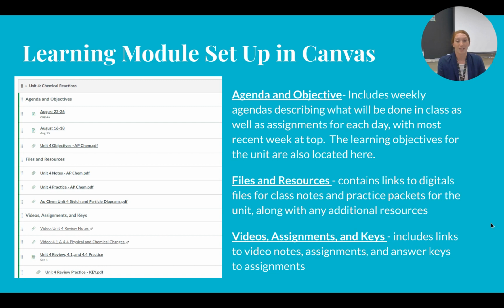The way I like to organize my learning modules in Canvas is like we see here. For each unit, I'll put the agenda and our objective list at the top of the module, followed by any files or resources that we use throughout the way. These are digital links to things students get hard copies of in class. And then below that will be links to videos, assignments, answer keys, any other activities that we might have throughout our unit.